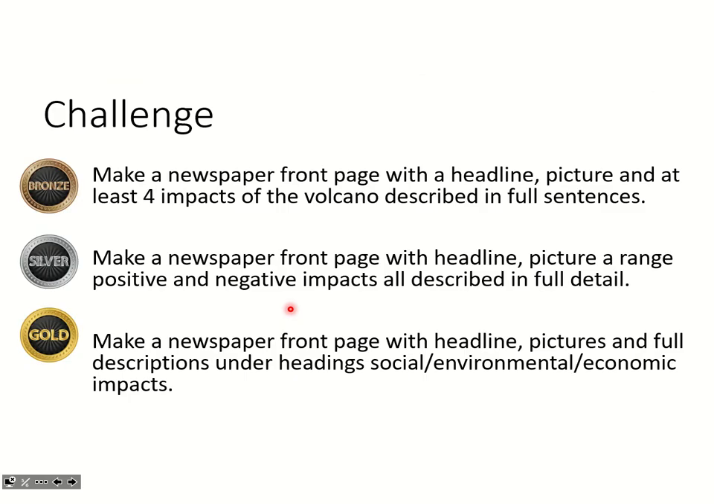So, your challenge is to make a newspaper front page with the headline of the Mount St Helens volcano. It needs to have, for bronze level, a picture and at least four impacts. They must be described in full sentences, of course. Really, if you want to push for gold, though, you're wanting to make a front page with a headline, pictures, and full descriptions under headings of social, environmental, and economic. It would be good to see some positive impacts and negative impacts. We want lots of images, lots of pictures, lots of gory detail.